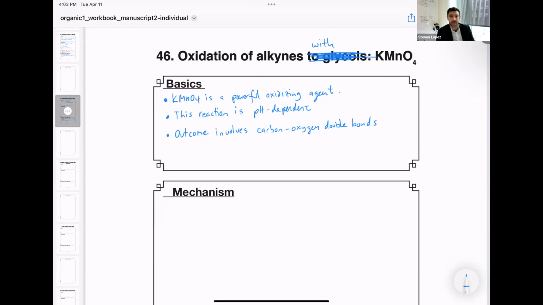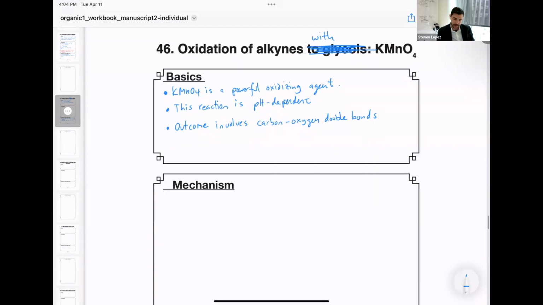This reaction is also pH dependent, so the outcome involves forming carbon-oxygen double bonds, and what kind of carbon-oxygen double bonds are formed depends on the reaction conditions and the pH. So let's look at the reaction overall and a few comments on the mechanism.